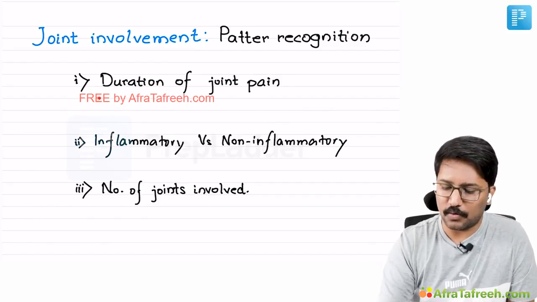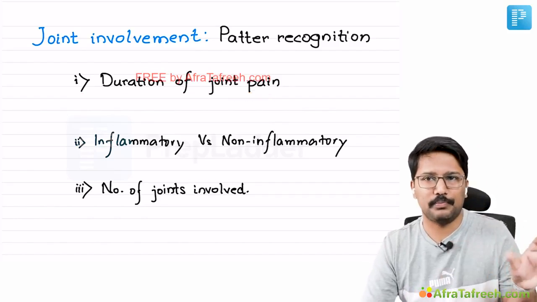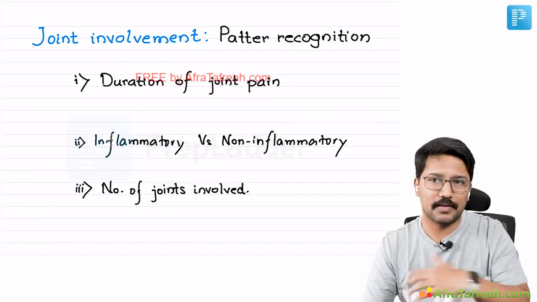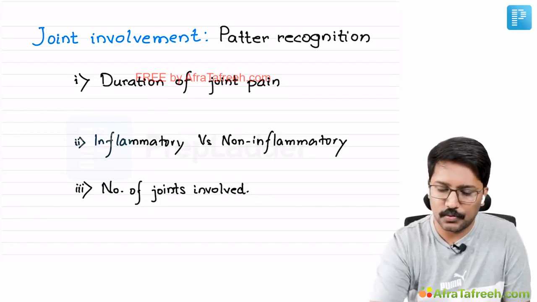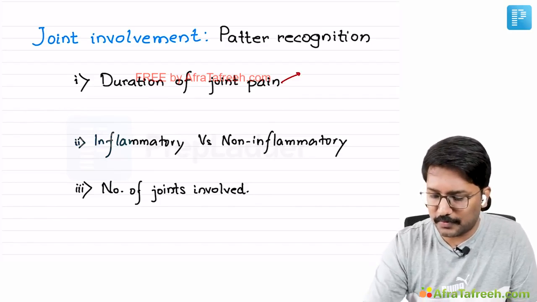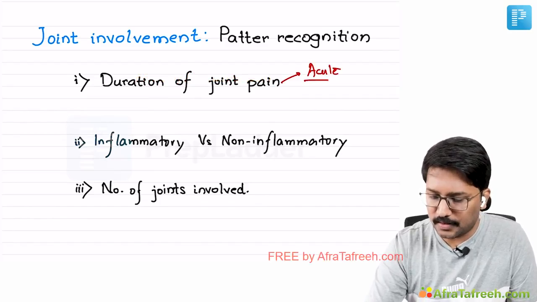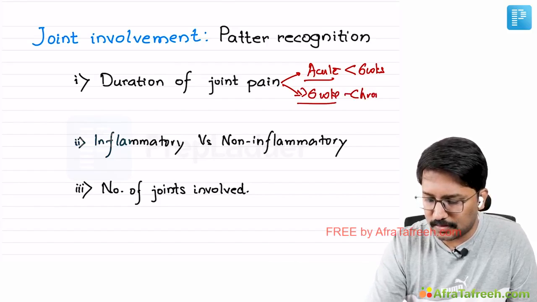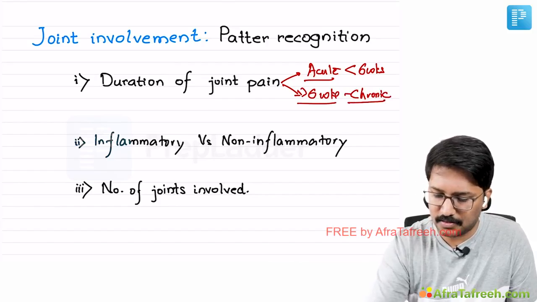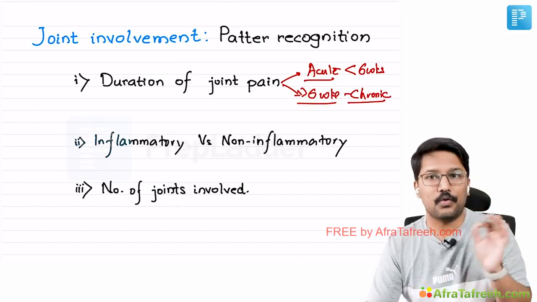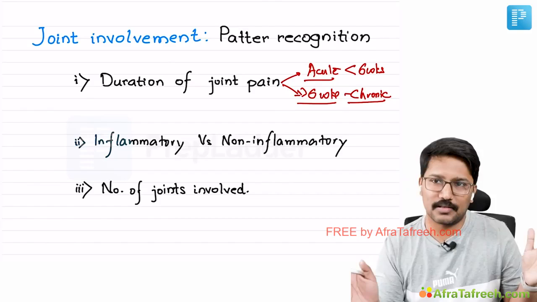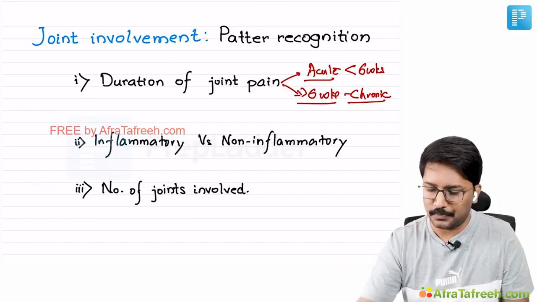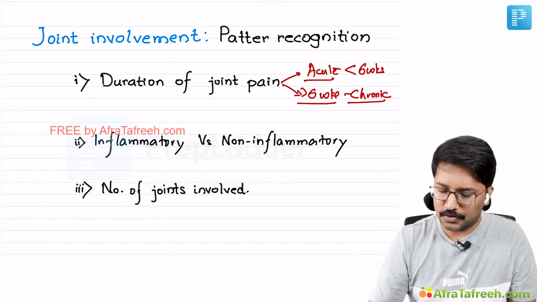So let us first talk about the duration of joint pain, because part of the pattern recognition is to classify the cases as acute or chronic. In rheumatological disorders, we will call it acute when it is present for less than 6 weeks, and when it is present for more than 6 weeks, we will call it chronic. I hope that is clear, right? So if you remember the classification criteria for rheumatoid arthritis, if it is more than 6 weeks, we give 1 point because rheumatoid arthritis is a chronic disorder, right? Okay. So we know the duration.